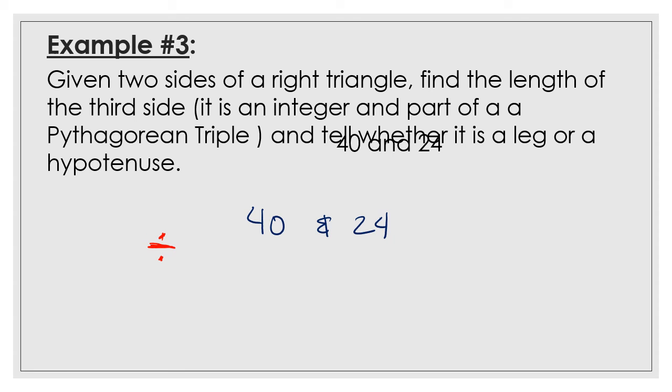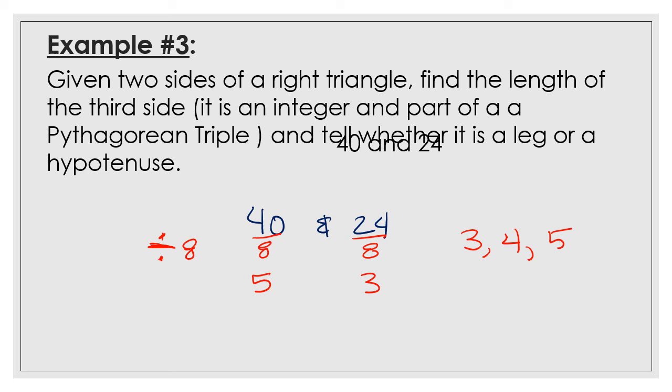So what number goes into 40 that also goes into 24? They're both even, so I know 2 works, 4 works, and actually I think 8 works. So I'm going to divide both of these numbers by 8. 40 divided by 8 is 5, and 24 divided by 8 is 3. If you go back and look at your Pythagorean triples, you have a Pythagorean triple that has a leg of 3, a leg of 4, and a hypotenuse of 5. So 40 and 24 are part of that special Pythagorean triple.